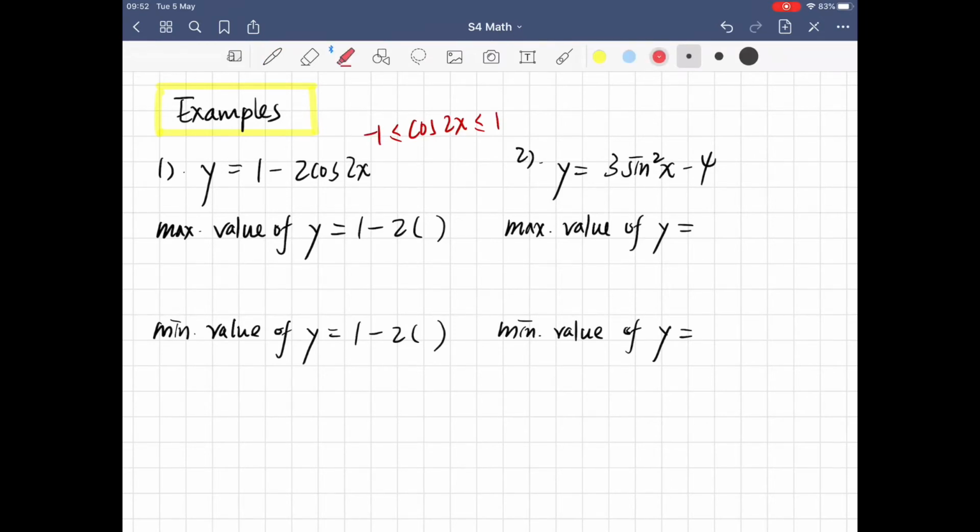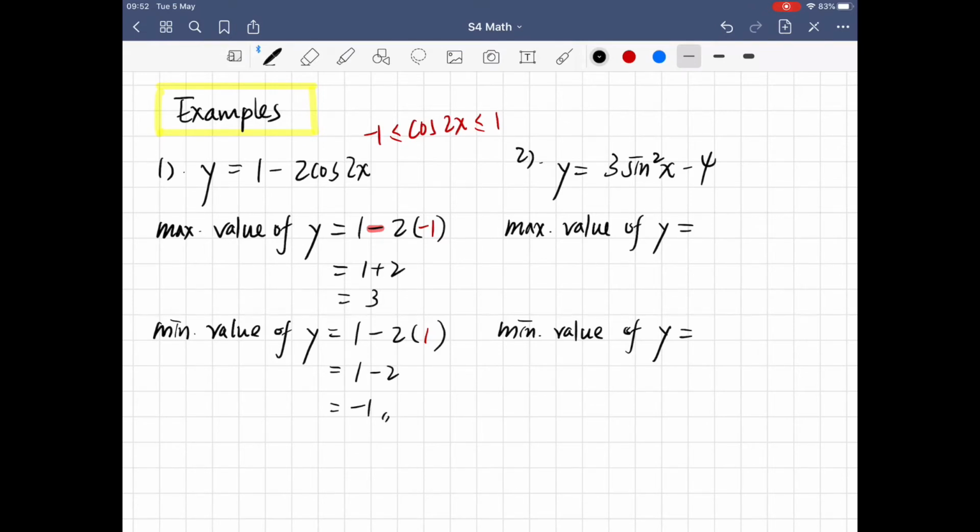So as you can see, there is a negative sign here. So for the maximum point, we have to put -1, so that negative and negative will become positive, so the value will be added up. Okay, so for the minimum point, we will put +1, so that for maximum value it will become 1 plus 2, so the result will be 3, and for the minimum it will become 1 minus 2, so that we have -1.